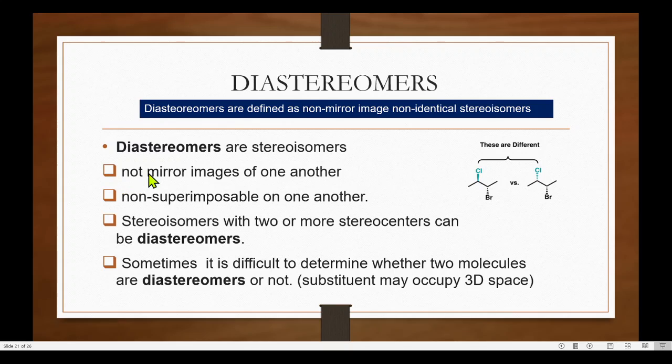So, generally, diastereomers are stereoisomers which are not mirror images and which are non-superimposable on one another, and sometimes it is very difficult to determine whether two molecules are diastereomers or not. Stereoisomers with two or more stereocenters can be diastereomers. An example is given here.